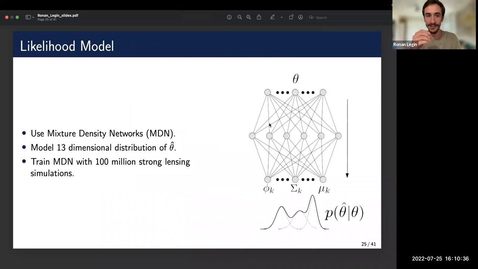You can model it with a parametric density model or something like that. So specifically, for my case, how do I model the likelihood? I use what is called a mixture density network, which is a neural network that predicts an analytic parametric distribution. The distribution that it predicts is a Gaussian mixture distribution. So basically, it's going to predict a mean and covariance for these Gaussian components representing the distribution of the likelihood. We train this neural network, just like any other neural network, with about 100 million strong lensing simulations that we generated. And once trained, it gives us a prediction for a likelihood.